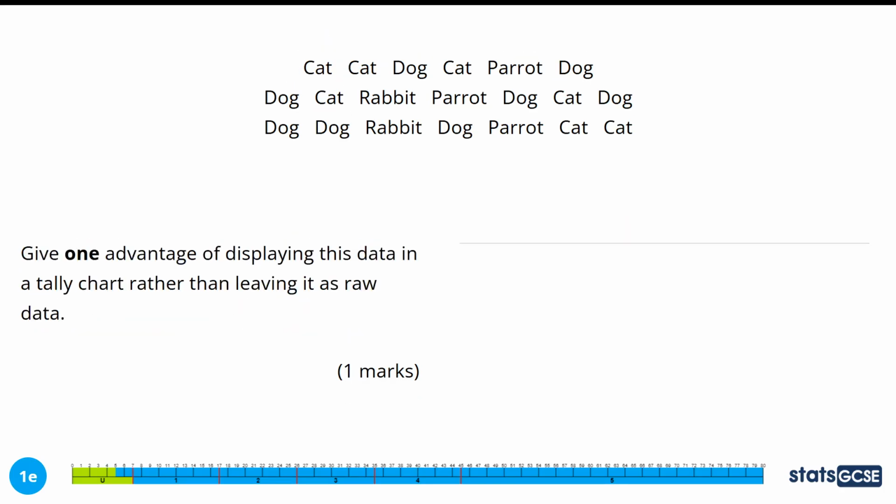Give one advantage of displaying this data in a tally chart rather than leaving it as raw data. Looking at the raw data, it's quite difficult to tell which was the most popular and just general analysis. So the reason why we put it into a tally chart is it makes it easier to analyse the data.